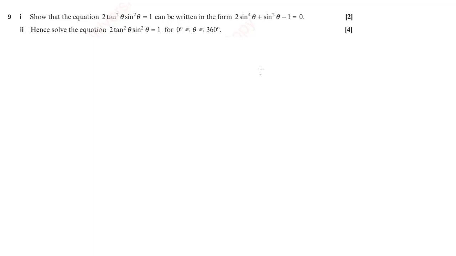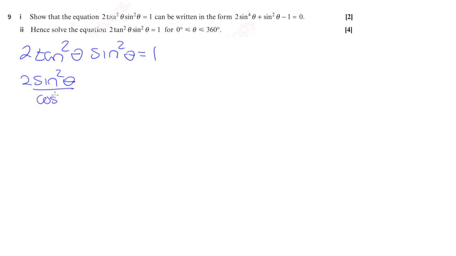All right, so in problem number 9, what we've got here is 2 tan squared times sine squared, and they want us to make it look like 2 sine to the 4th plus sine squared. All right, so all we're going to do is change this tangent squared into sine squared over cosine squared, and then multiply it by 2. And then we're going to multiply it by sine squared, and so of course 2 sine squared times sine squared is going to be 2 sine to the 4th.